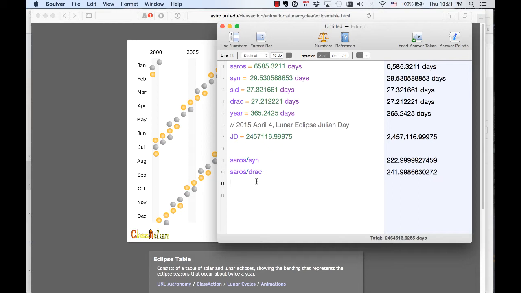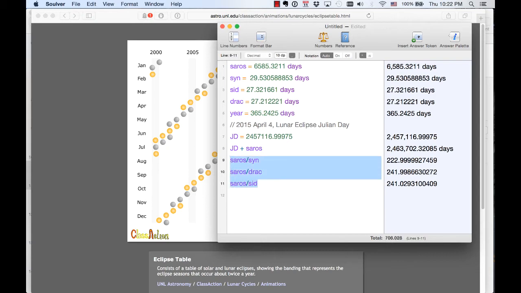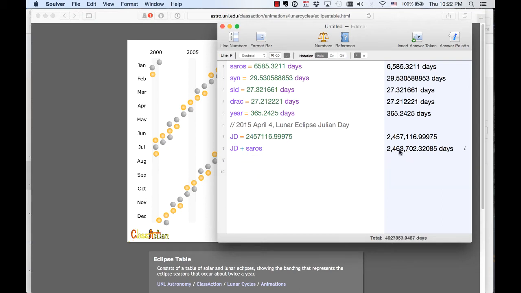So if you had a supermoon, for example, because the moon was at perigee, when you go around one full Saros cycle, the moon's back at perigee again, and you should have another supermoon eclipse. So it's 223 synodic months, 242 draconic months, and then 241 sidereal months. So if I wanted to find the next eclipse in the Saros, I could take this Julian day for the April 4th eclipse and just add on a Saros, which is that many days. So here's the Julian day number for that next total lunar eclipse in the same Saros family.